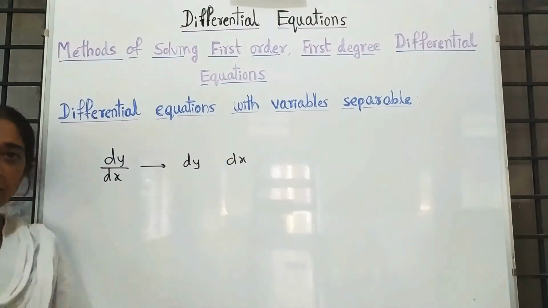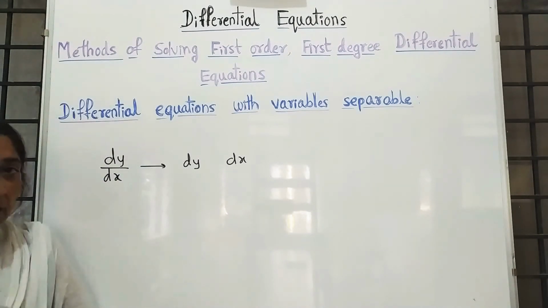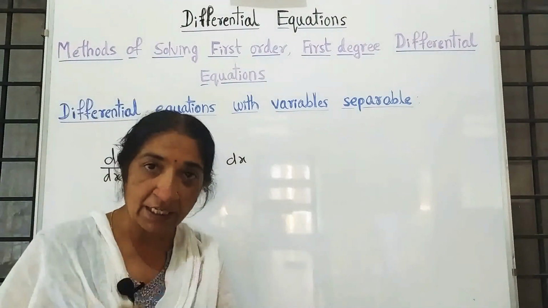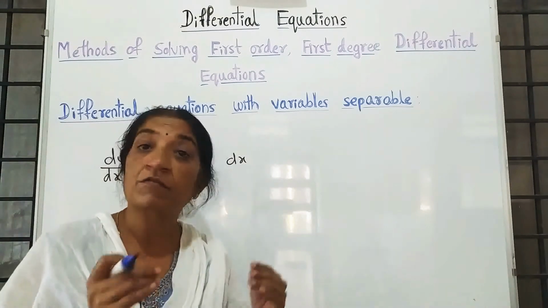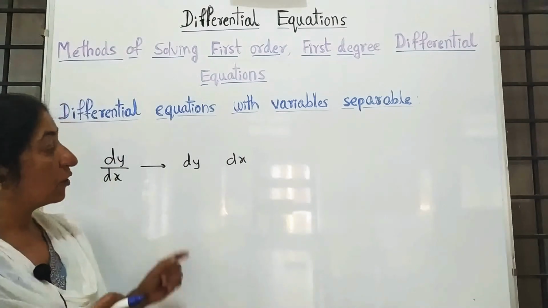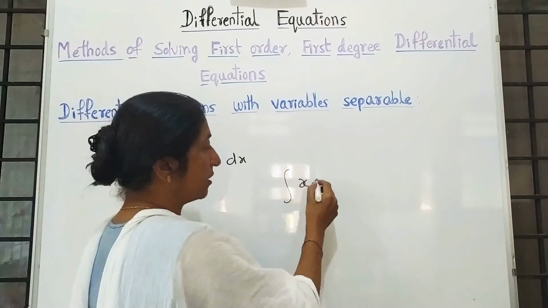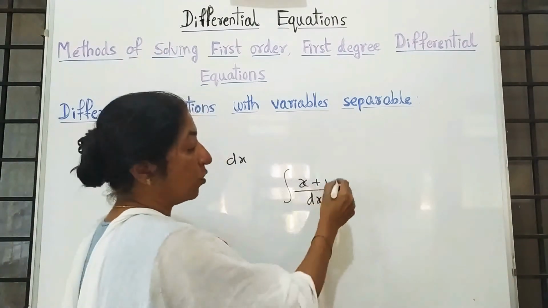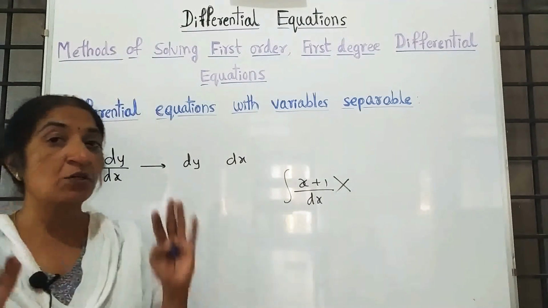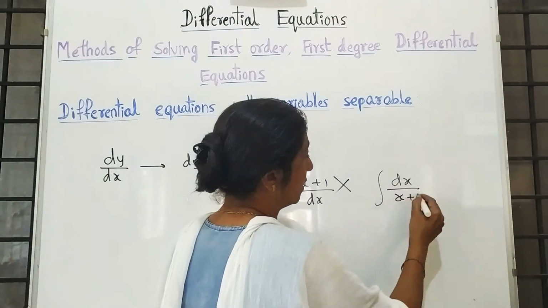First step. Second step, with dx we required only x terms. With dy we have only y terms. That is second step. And don't write dy and dx in the denominator. For example, if it is x plus 1 upon dx, this is wrong. Dx and dy should be in the numerator. If this is like this, dx upon x plus 1, this is correct.